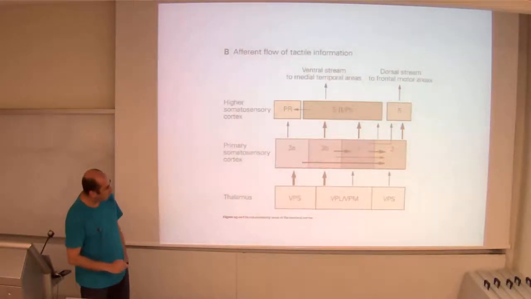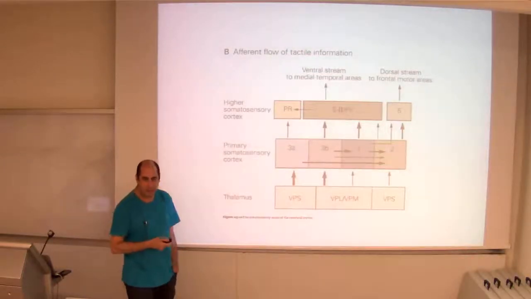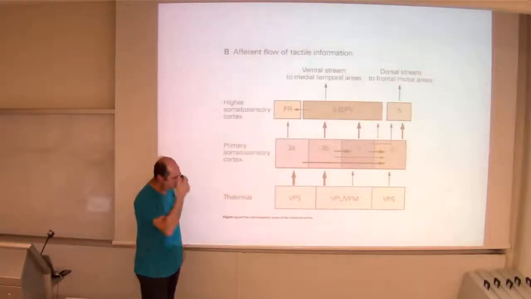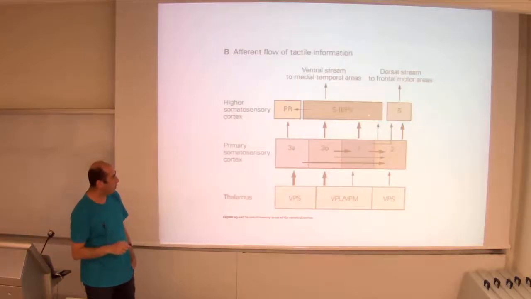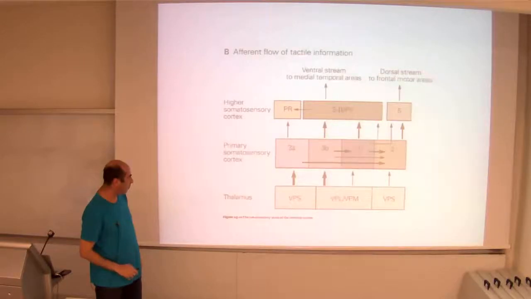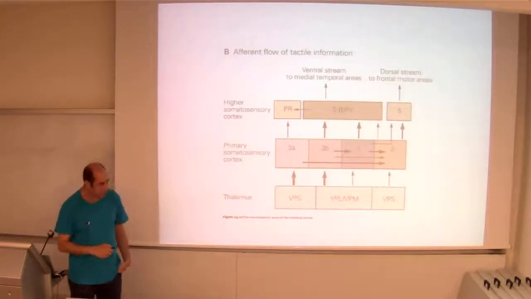So each one of these areas, 3A, 3B, 1, and 2, is getting direct information from the thalamus, but there is also a lateral flow of information inside the somatosensory area, from 3A to 3B and from 3B to 1. They're all converging into 2, and then this would be like the higher areas V2, V4, and other visual areas, a similar idea.